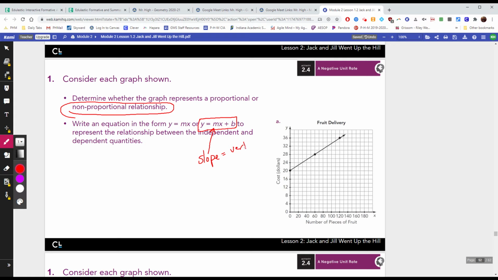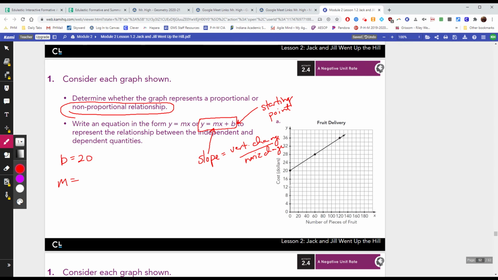which is vertical change over horizontal change. And I also need to know what b is. B is the starting point. Since it's not through the origin, I know it's not 0. So the starting point is probably the easiest one to determine. So in this case, we're starting at 20 on the y-axis. So we know b is equal to 20.